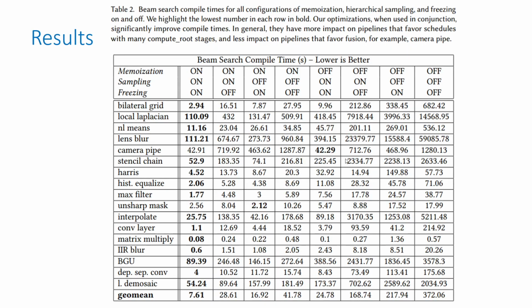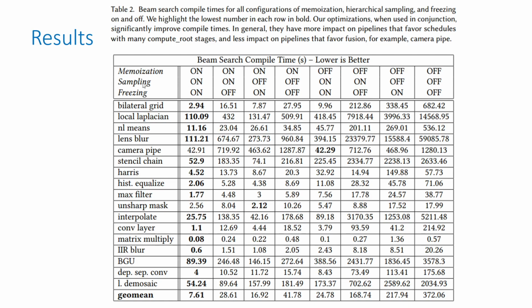And here are the empirical results for the usage of memoization, sampling, and freezing. When all are off, you get the highest compilation time, but when they are all on, you get the lowest compilation time. Usually, there are some exceptions. Camera pipe does compile faster when memoization is off, but notice that there's not much difference really.